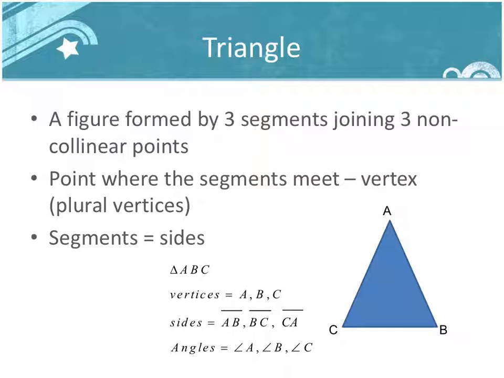Three segments joined by three non-collinear points. The points where these segments meet are called a vertex, plural is vertices. And the sides are segments. So if you're naming the segment or the sides, you'll always put them in segment form, which means either the two letters or the two letters with a segment over the top, no arrows over the top of them.